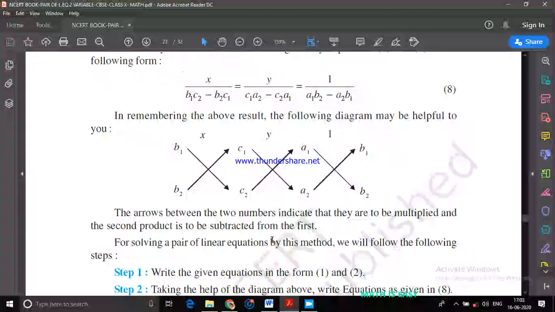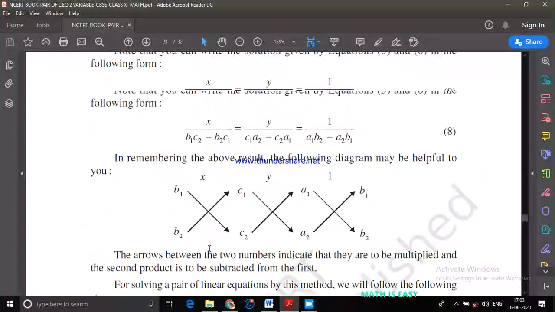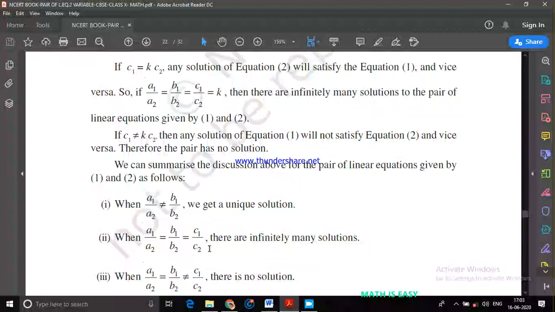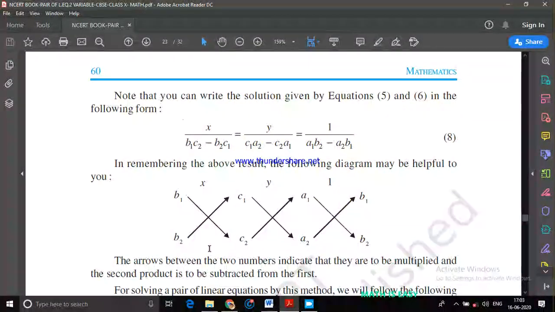Here is the formula of this one. If I take two linear equations as a1x plus b1y plus c1 equals 0, and a2x plus b2y plus c2 equals 0, so this is the equation. You write x, then you write y, you write 1. Here you have to write b1, b2, that is the y coefficient, c1, c2, those are the constants, a1, a2, those are the x coefficients, again b1, b2, those are the y coefficients.